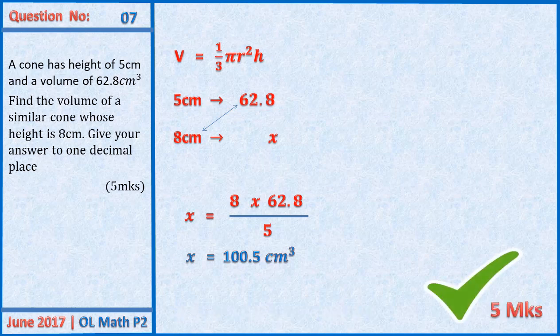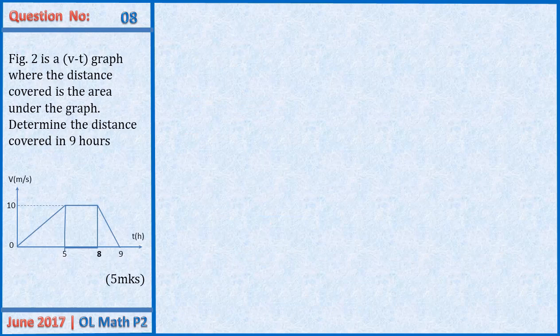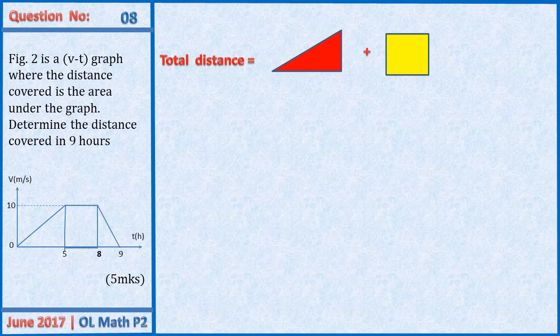Alright, question number 8. Figure 2 is a velocity time graph where the distance covered is the area under the graph. Determine the distance covered in 9 hours. As you have been told, the distance is equal to area under the graph. And according to this graph, the total distance will be the area of the triangle plus the area of the rectangle plus the area of the second triangle.